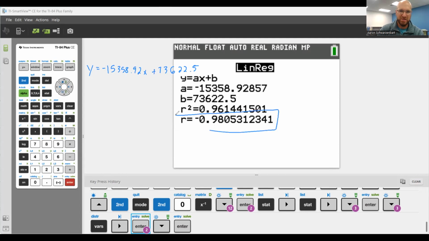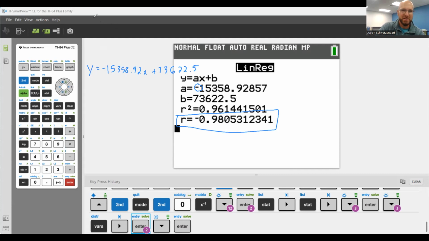R is negative 0.98. That says I have a negative slope, which I could tell here from the negative on the slope. But it also tells me it fits a line quite well. We're going to check it by looking at the graph.